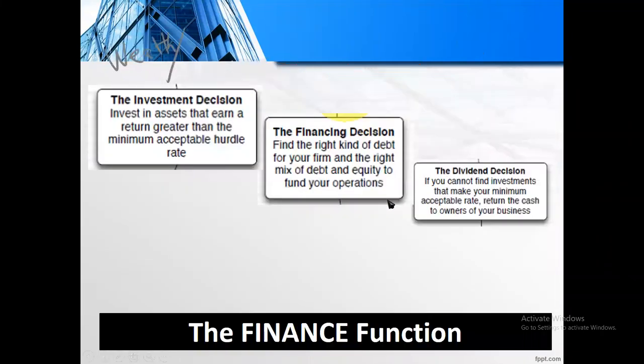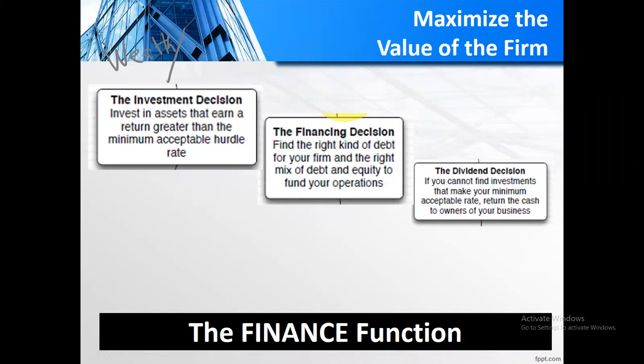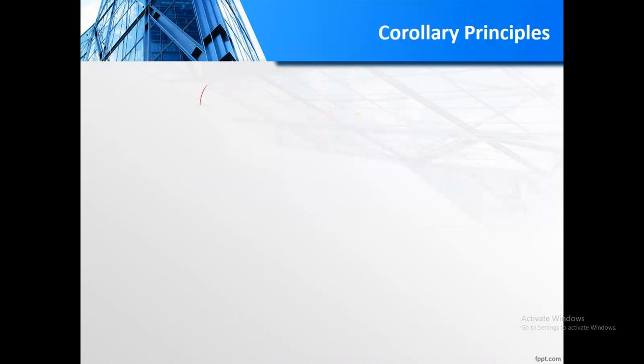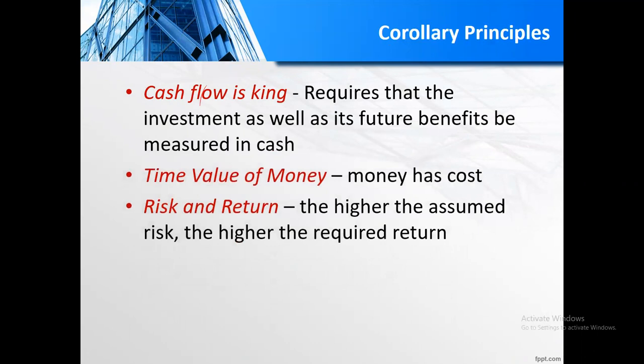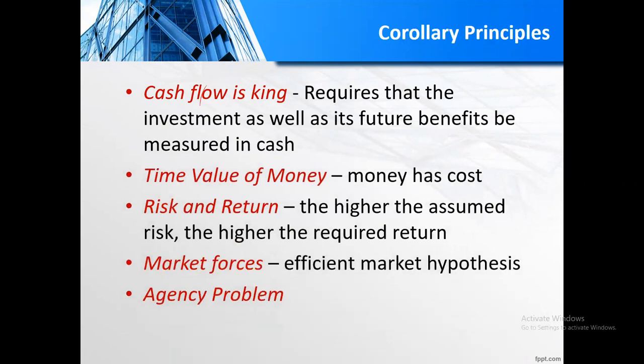Okay, so we looked at this. The finance function involves investment, financing, and dividend. By the way, guys, since we're going to complete these slides already, I'm going to post this after class. Okay, so maximizing the value of the firm in whatever decision making. There are some corollary principles here. There are 5 of them. Number 1, cash flow is king. When we compute for the viability of a project, it should be based on cash flow computation, not profit.